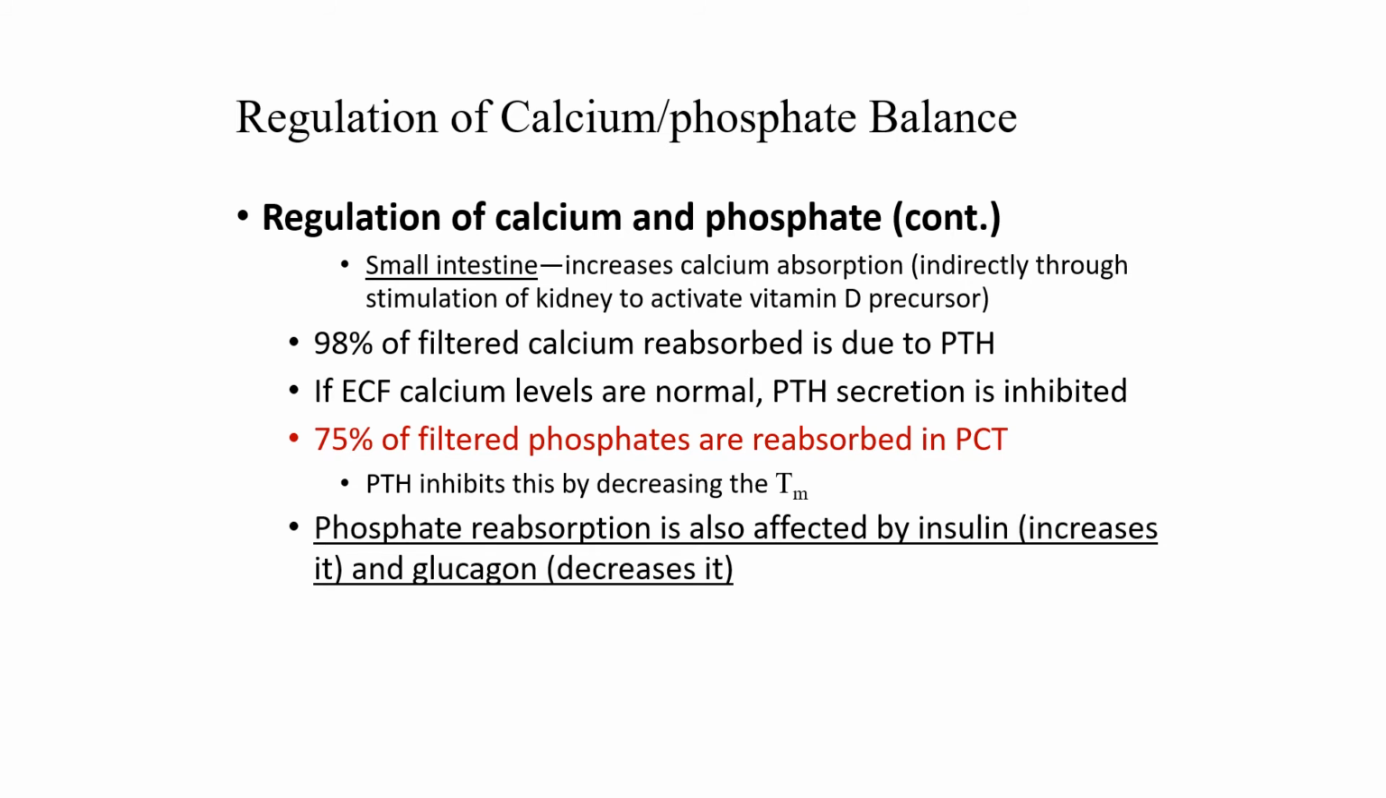So if we look at the filtered phosphates, remember that they are reabsorbed in the proximal convoluted tubule, all right? So phosphate reabsorption is going to be affected by insulin and glucagon. High levels of insulin increase phosphate reabsorption. High levels of glucagon decrease phosphate reabsorption.